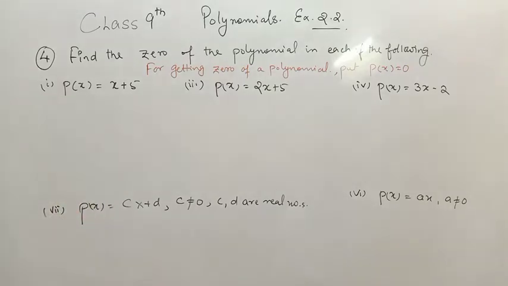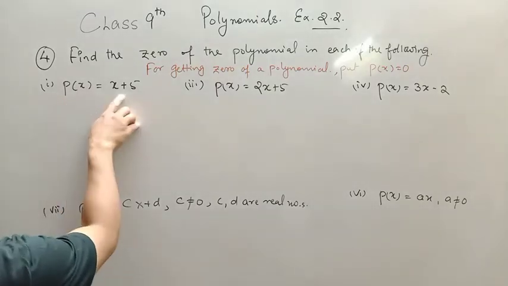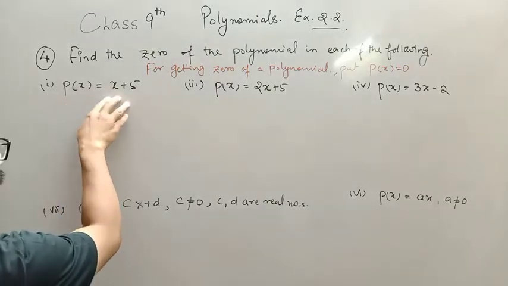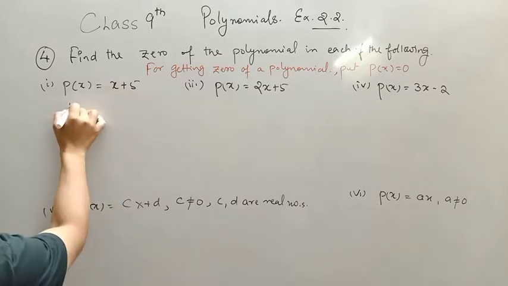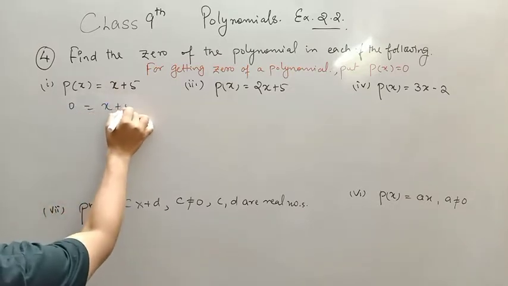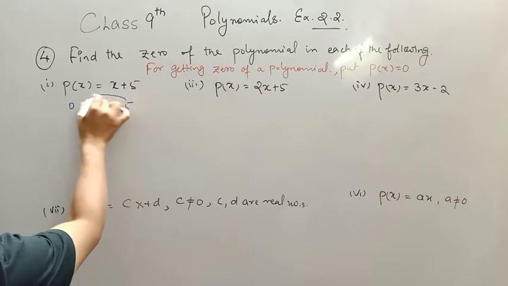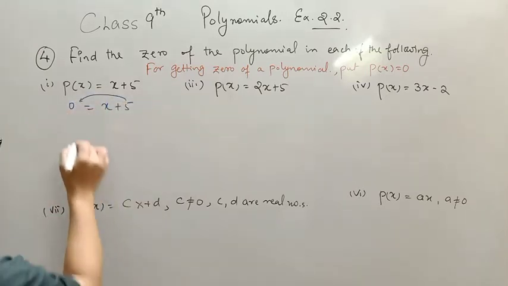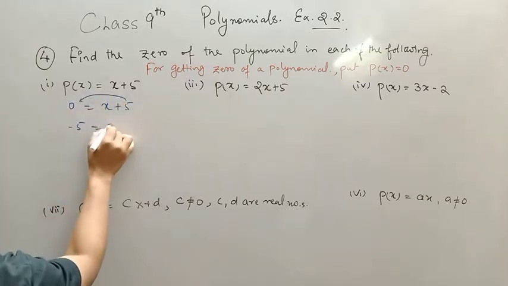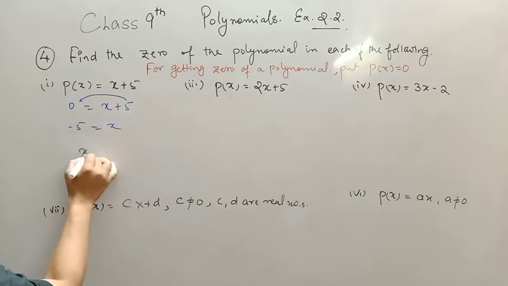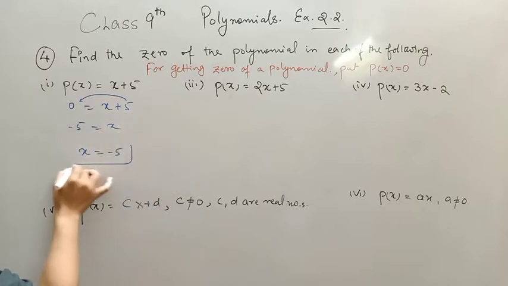Now how to solve this? So p(x) is equal to x plus 5. For getting the zero of this equation, I just need to put 0 here: x plus 5 equals 0. So I just need to transpose this 5 to the other side. What I'll get is x equals minus 5. So this is your answer.